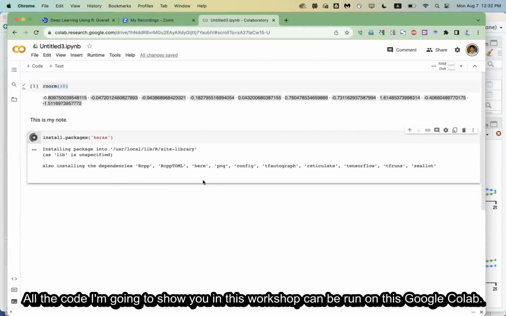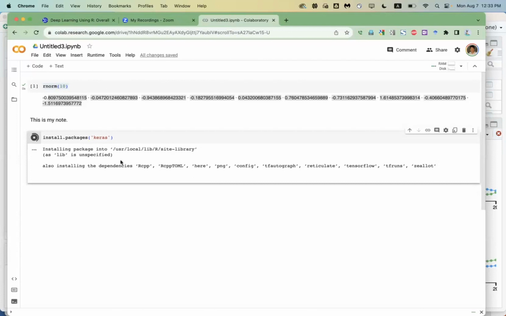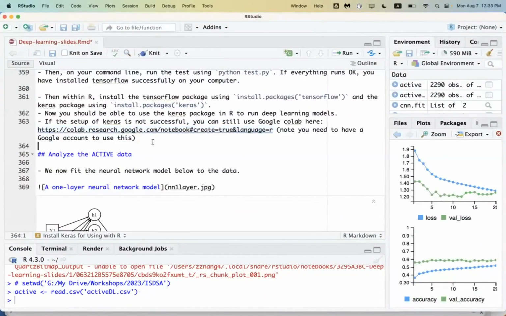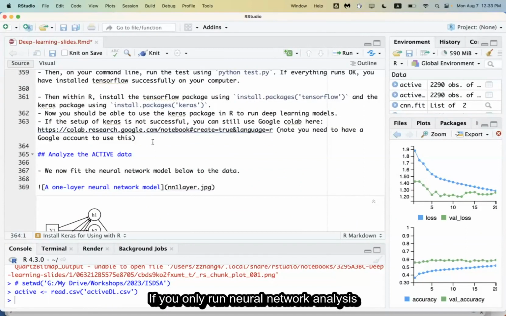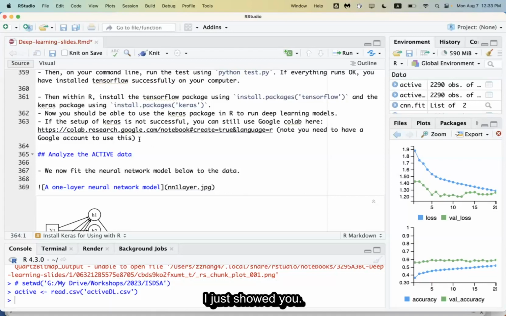All the code I'm going to show you in this workshop can be run on this Google Colab. All you need to do is just copy and paste the code into the web page here, or the web interface there. And if you only run neural network analysis a few times a year, or your purpose is to learn how to use the neural network models, then you don't need to install keras on your own computer. You can just use Google Colab, which I just showed you.